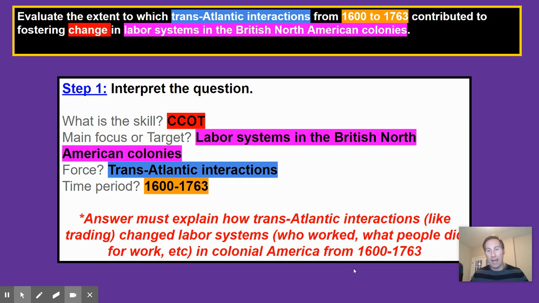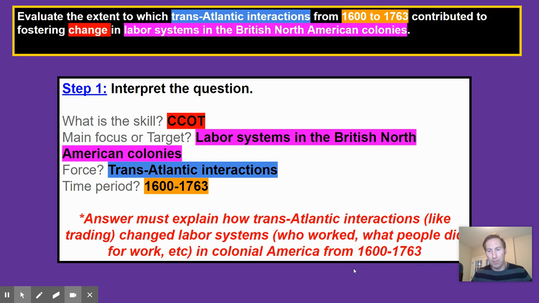Some essays have what we call a force, which creates limitations on what you should be writing about in terms of changes. So when we talk about labor systems in the British North American colonies, we want to specifically talk about changes that are being created as a result of transatlantic interactions. And then we should always note the time period, which in this case is 1600 to 1763, because any citation that comes out of that time period is not going to count in the essay overall.